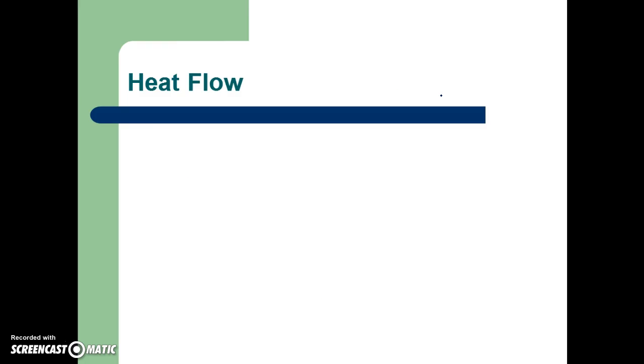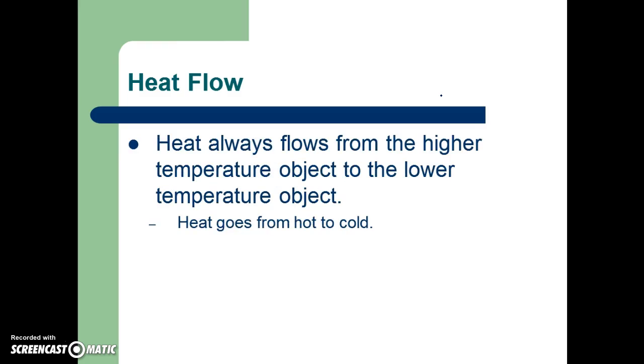You probably needed that. All right, heat flow. Heat will always flow from the higher temperature object to the lower temperature object. So heat goes from hot to cold. Every single time it goes from hot to cold. Well, why? Remember, temperature is the average kinetic energy of an object. If we're flowing energy, it goes from most energy to least energy. All right, so let's give you an example.